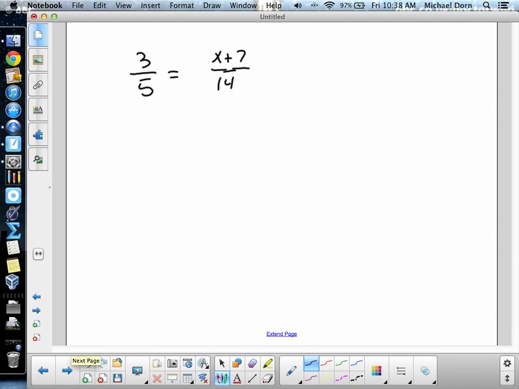So really, all we're doing is our normal cross multiplying. 3 times 14 equals 5 times x plus 7. And please, as you're doing this, write that out, because you're much less likely to make a distributive property error.